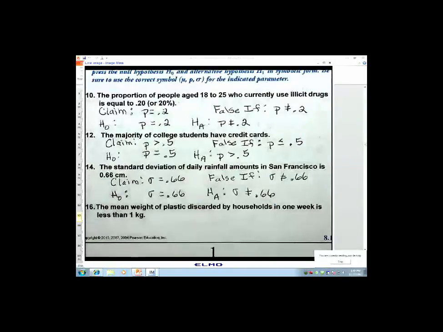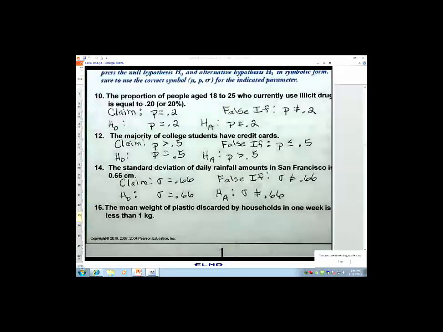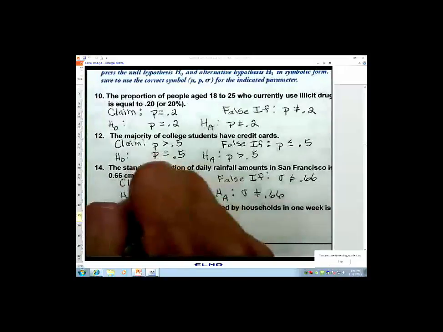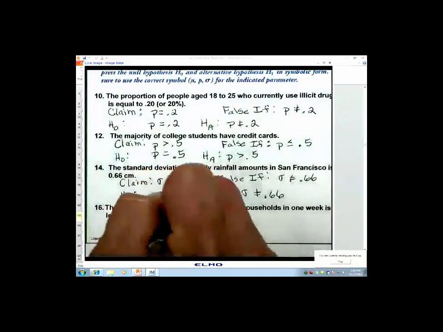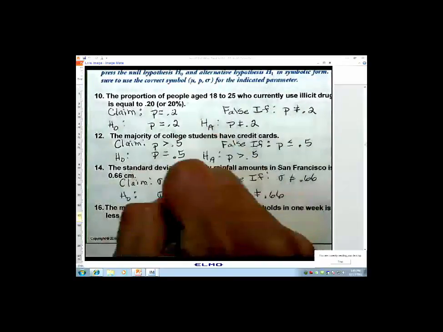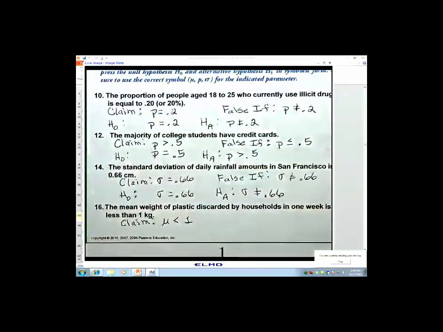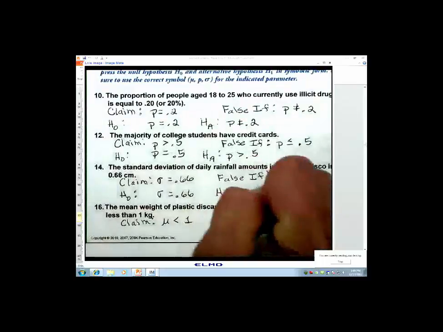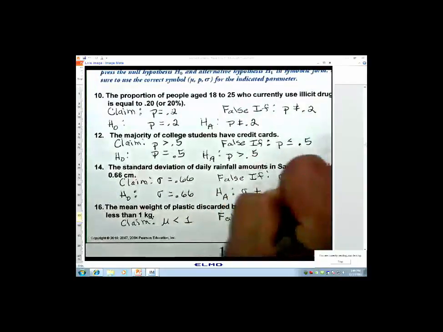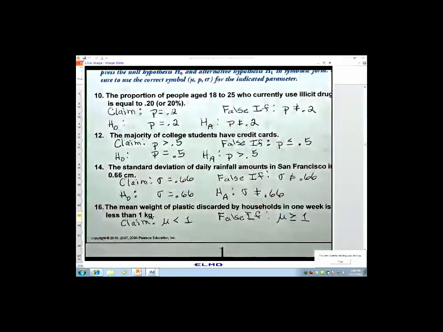Number 16 says the mean weight of plastic discarded by households in 1 week is less than 1 kilogram. What's the claim? Is it P? Mu, the mean weight. I may have just heard you wrong, but mu is less than 1 kilogram is the claim. That's false if what? Not only greater, but greater than or equal to 1. So what is the alternative hypothesis?